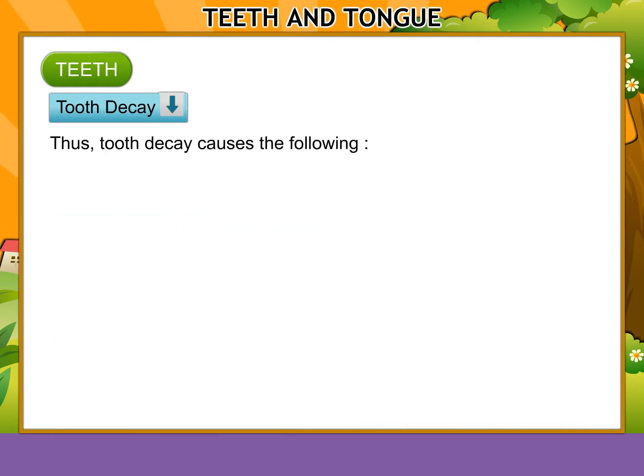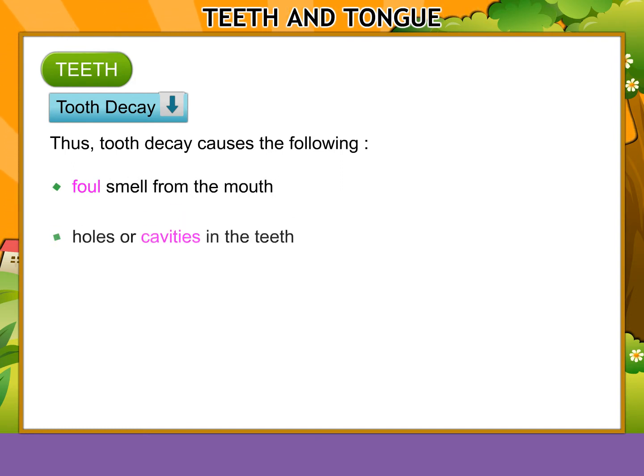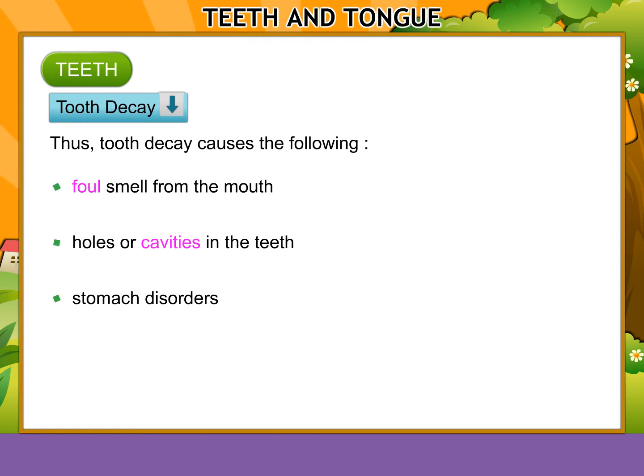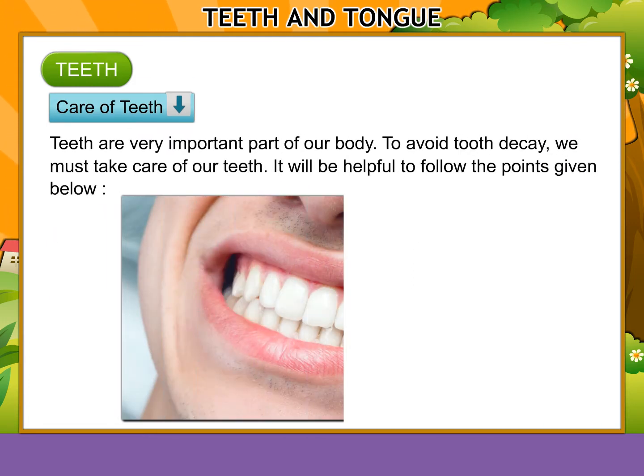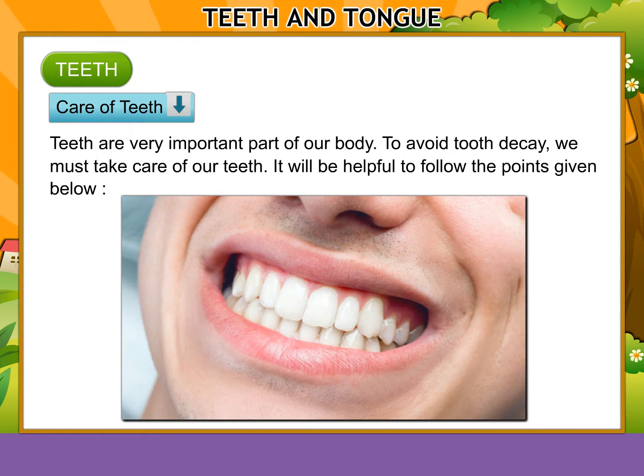Thus, tooth decay causes the following: foul smell from the mouth, holes or cavities in the teeth, stomach disorders, bleeding gums, toothache, loss of teeth. Care of teeth. Teeth are very important part of our body. To avoid tooth decay, we must take care of our teeth. It will be helpful to follow the points given below.